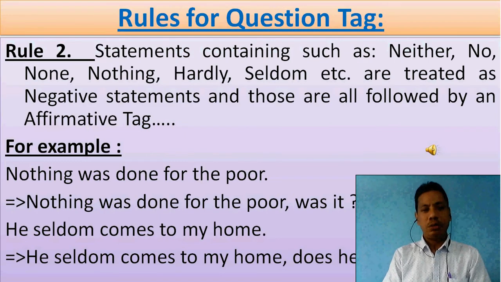Rule number 2. Statements containing words such as neither, no, none, nothing, hardly, seldom, etc. are treated as negative statements, and they are followed by an affirmative tag. For example, nothing was done for the poor, was it? He seldom comes to my home, does he?